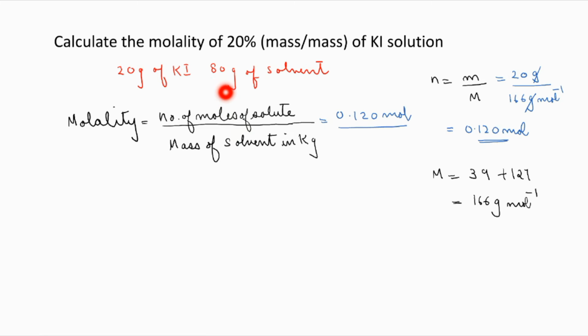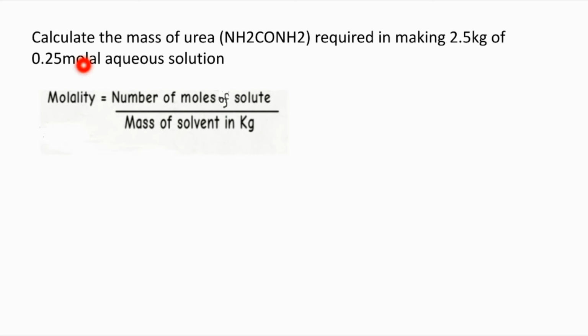But that should be expressed in kilogram. So we will have to divide it by 1000. So we are directly writing it as 0.080 kg. What will be the answer? You will be getting the answer as 1.5 molal. Okay, this will be the molality of the resulting solution. Got it? Now see this question.